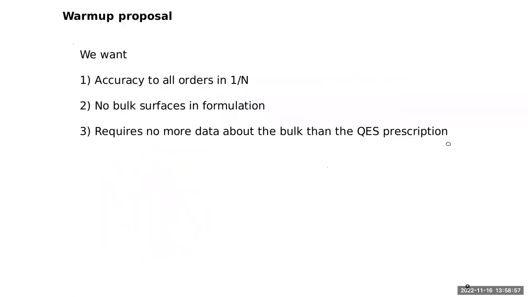Okay, so what exactly do we want from a bit thread proposal that's accurate to all orders in one over n? Well, one, obviously. Two, we don't want any bottleneck surfaces in the formulation. So that rules out the previous proposal. And to be more specific, we want no more data about the bulk in the input of the description than the QES formula. The QES formula knows about the bulk metric, and it knows about the entanglement entropy of all bulk homology regions for region A. So we want our description to not need any more input data than that.